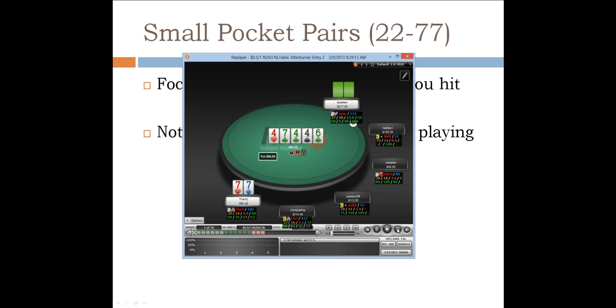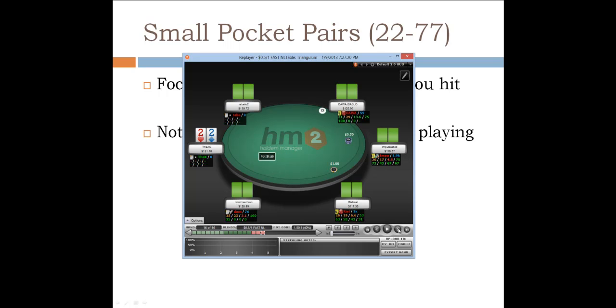He ends up calling, and the river is great. I just end up shipping it in, and he ends up calling me with pocket nines. So a guy with pretty reasonable stats. I guess my line was pretty fishy on the turn, and he decided to get curious.